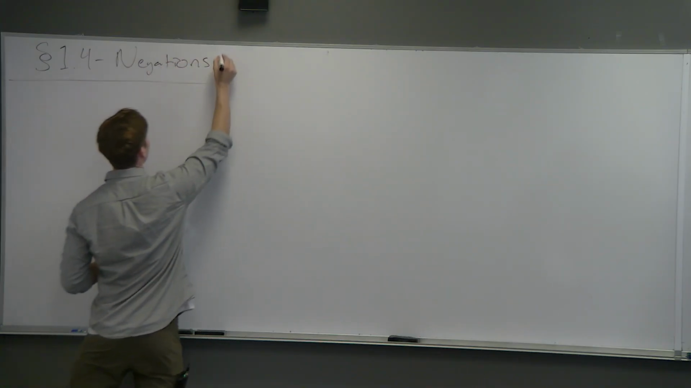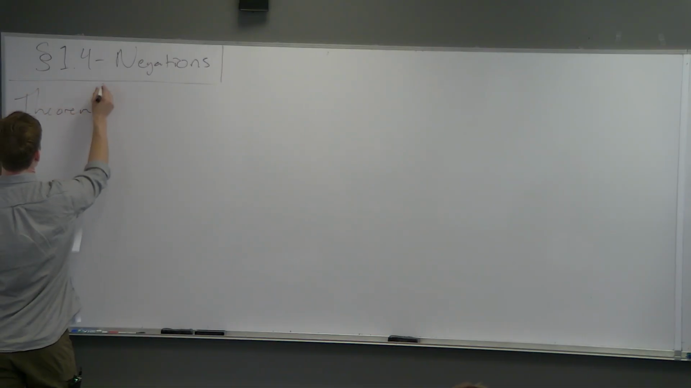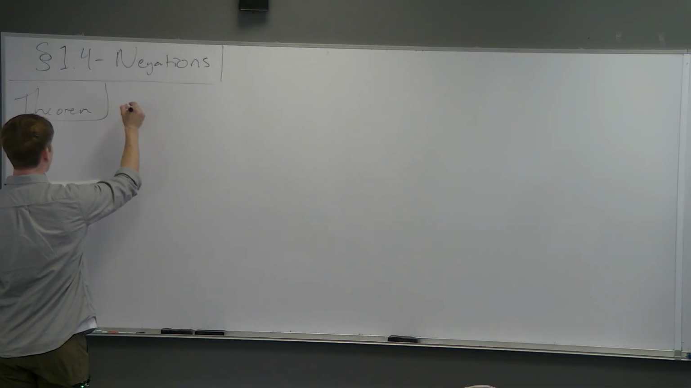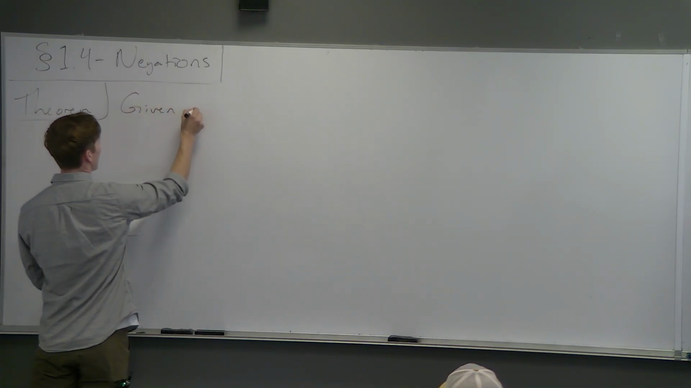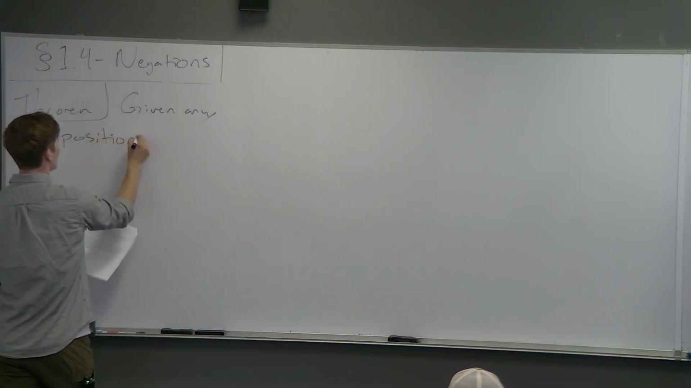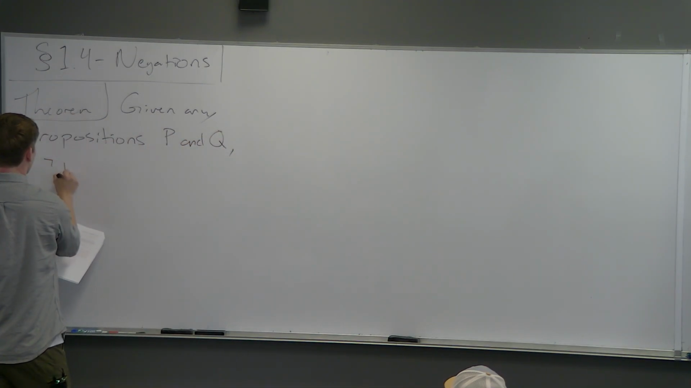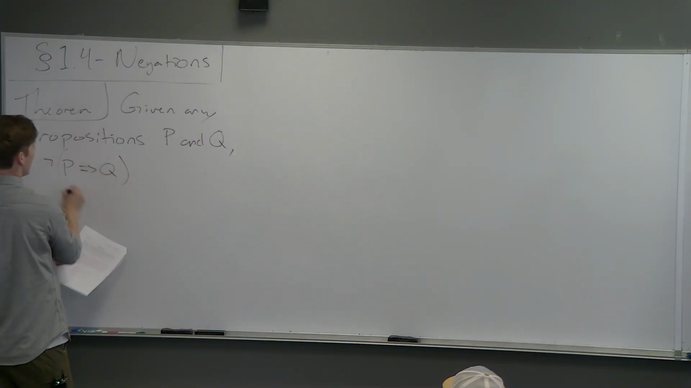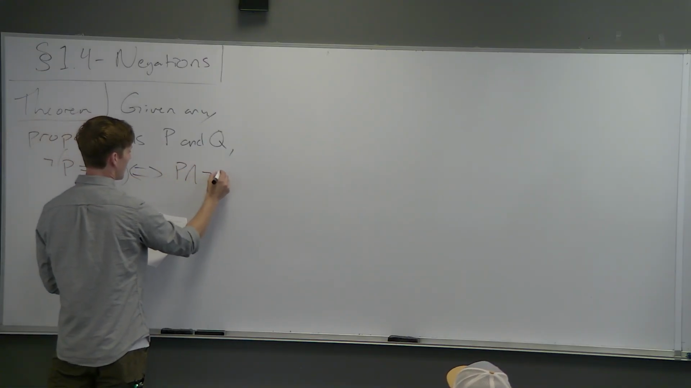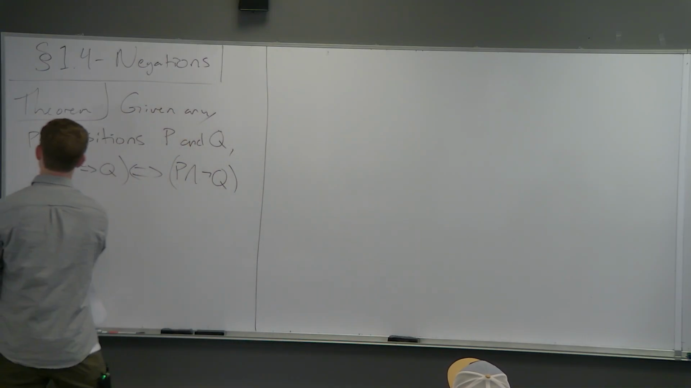negations, we started out by saying, hey, here's a fact, a theorem, which we proved using a truth table, kind of tedious, but we could do it. We said, hey, given any propositions P and Q, not (P implies Q) if and only if P and not Q. So the proof for this we did last time.